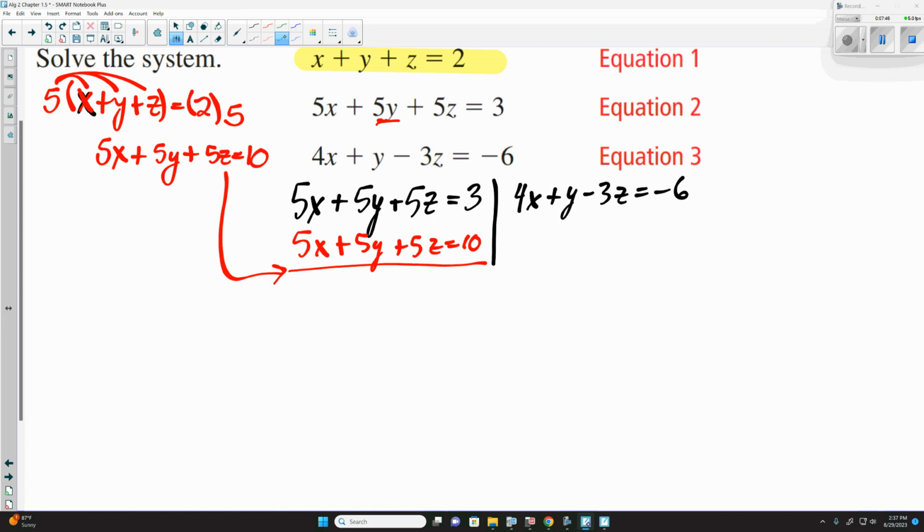Subtract. Because 5y minus 5y is 0. Since we subtracted one, we're going to subtract all of them. 5x minus 5x is, okay, incidentally, they're gone. Y's are already gone. 5z minus 5z is, so this entire side became 0. 3 minus 10 is indeed negative 7. Is this a true statement?